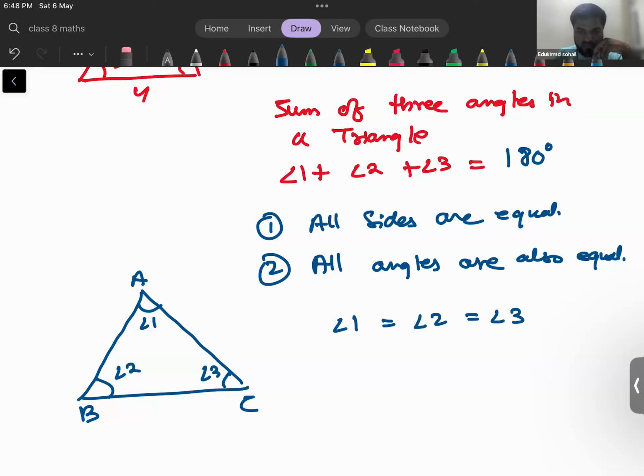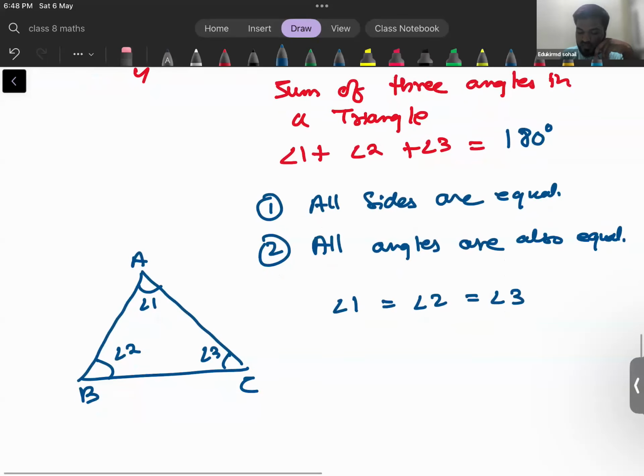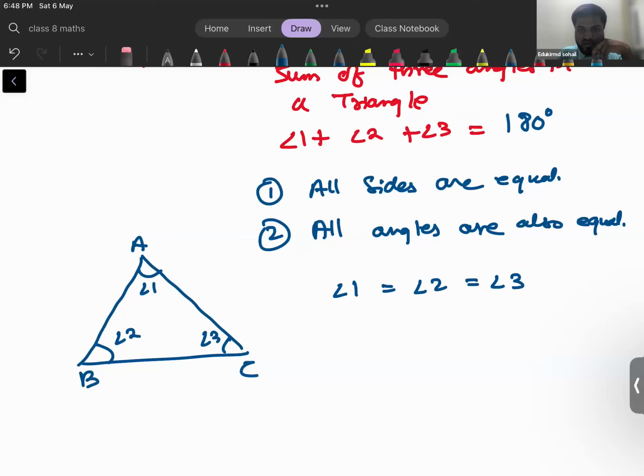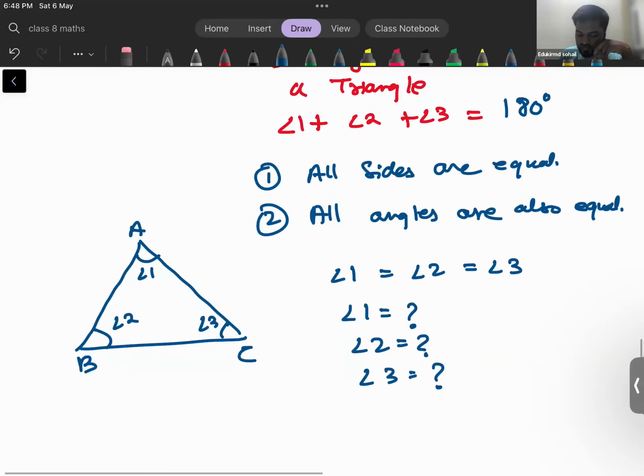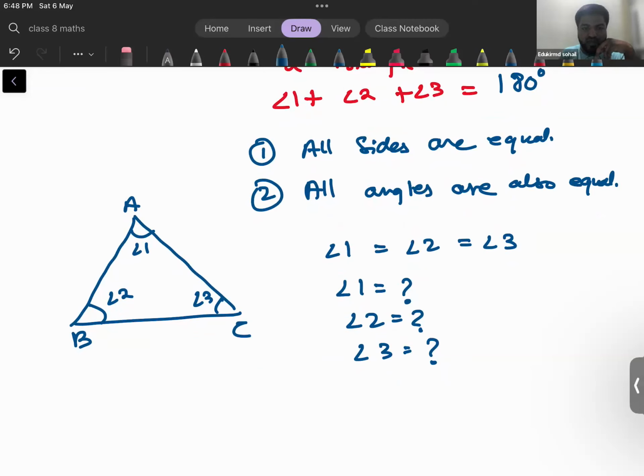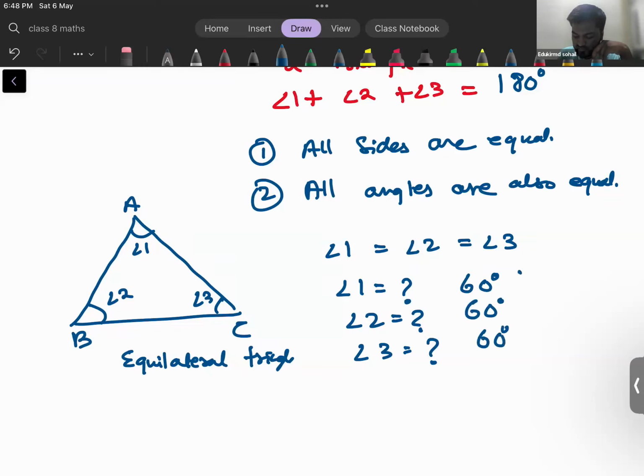Right, Ifra? Yes. Which I just discussed. And we also know that the sum of all the angles of a triangle is equal to 180 degrees. So can you find the values of angle 1, angle 2, and angle 3 given in this figure? 60 degrees. Each of them is going to be 60 degrees. Very good. Because 60 plus 60 plus 60 will give you 180 degrees. Very good.